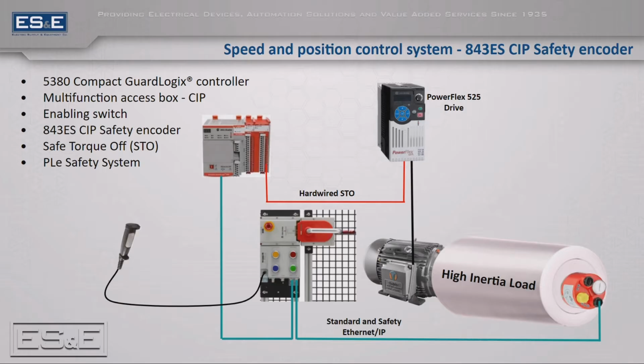A quick look at the brand new CIP Safety encoder as well. This encoder is about a year old now, it came out at the end of 2019. This is a scenario where we're using a PowerFlex 525 drive with hardwired safe torque off. If you want safe torque off over Ethernet with the 500 series PowerFlex drives, you've got to have the 527. So in this example, we have a 525 with hardwired safe torque off, and we can reach PLe, the highest level of safety, with this system because now we're actually monitoring the load itself. We're monitoring the speed of the load. So we'll do a safe torque off, the drive will start ramping down, but now we're verifying that we're getting down to a safe speed before allowing access to our machine.